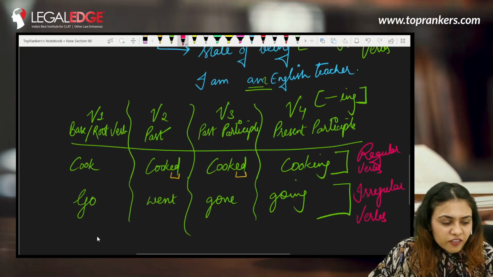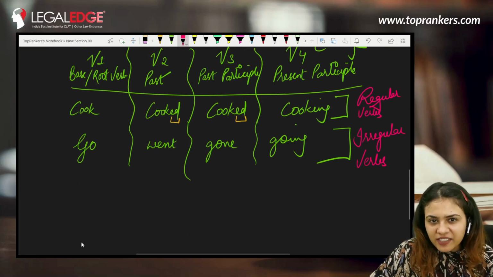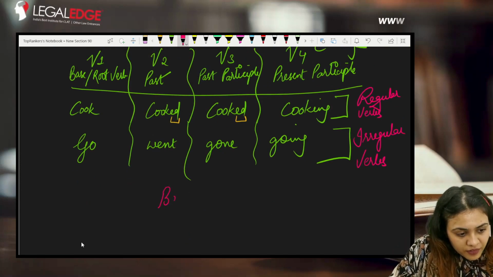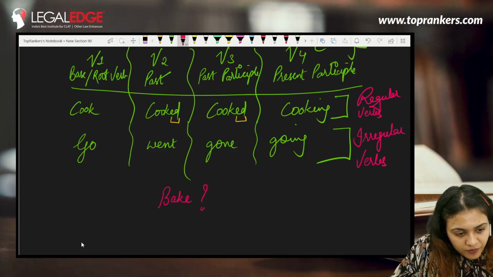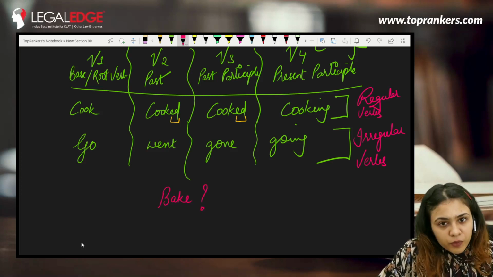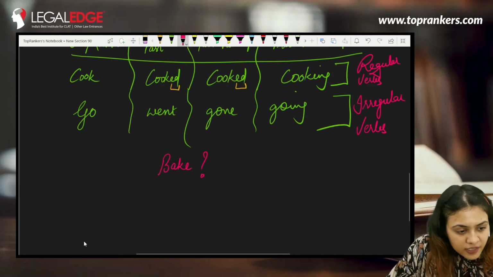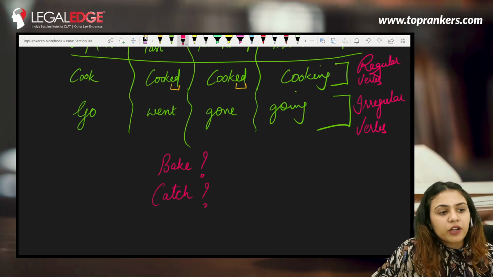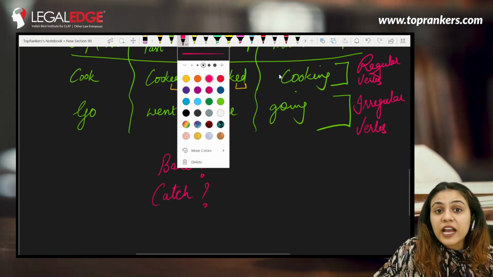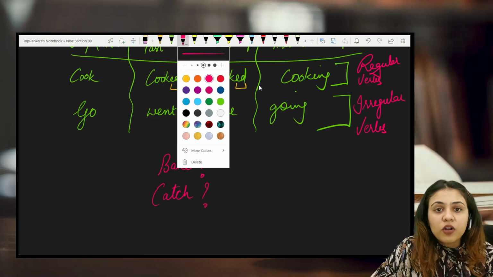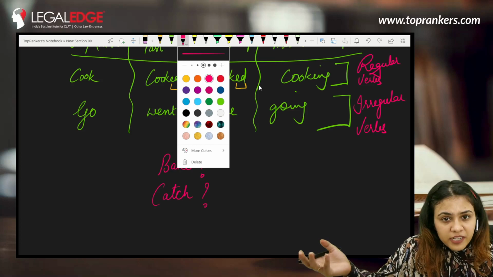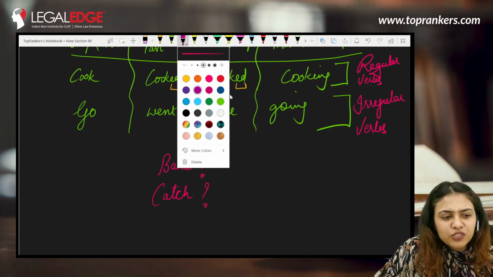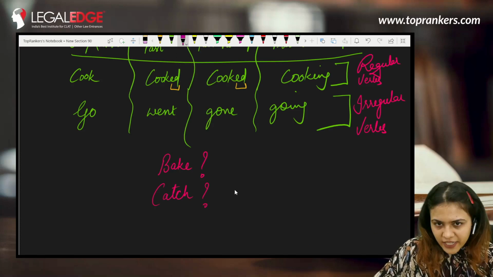Now, moving forward to the next category, it was that simple, okay? Let's take one more example. What is bake? Regular or irregular verb? What is catch? Regular or irregular verb? Now, this is one answer that I want from you guys, and you can also put it in the comment section. I'll check your answers, and I think everybody pretty much knows what I'm talking about here, right?